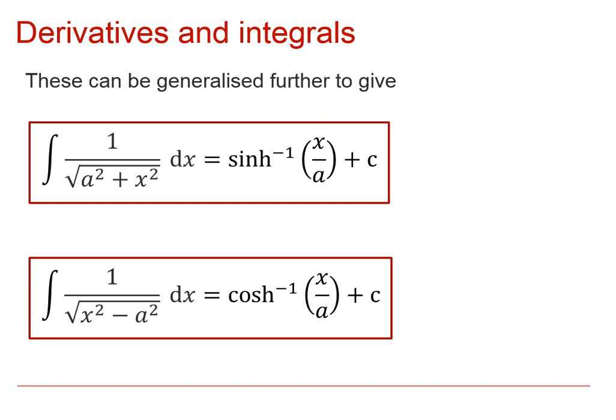So we can also generalise these further using the reverse chain rule or integration by recognition. Have a look at this. You will go into this in quite a lot of detail in your A-level maths. But we can see there that instead of just having a 1, we've got an a squared.